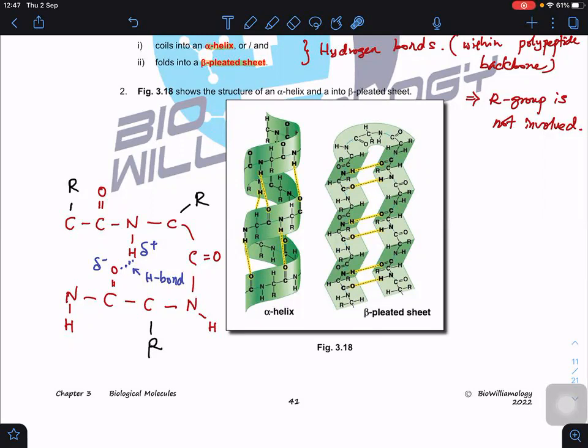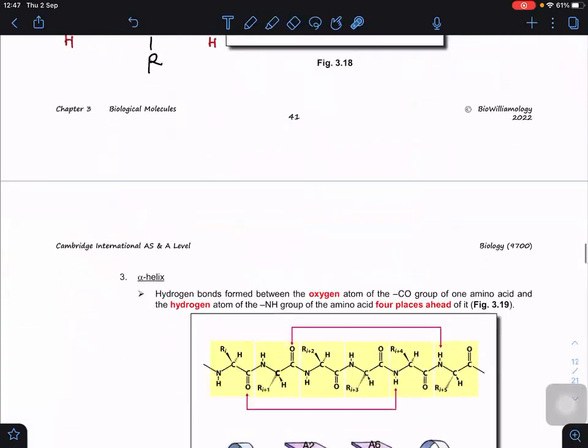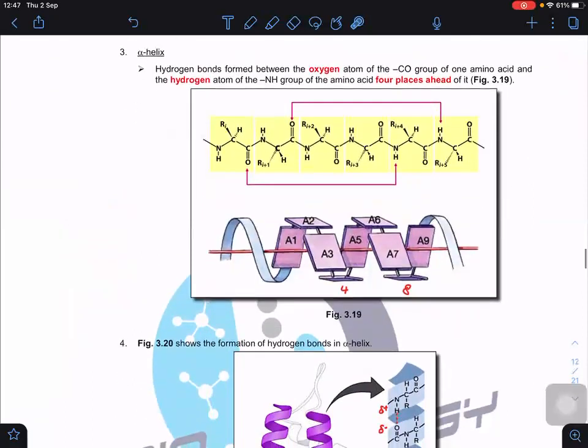Okay, so now we zoom into more precise detail, particularly the alpha helix. You look at the alpha helix, how this alpha helix is actually formed. In the alpha helix, this hydrogen bond is formed between the oxygen atom of the C double bond O group of one amino acid, and the hydrogen atom of the NH group of the amino acid 4 places ahead of it. So if this is amino acid number 1, then a hydrogen bond will be formed between amino acid number 1 and amino acid number 5. Number 1, so 4 amino acids ahead, 1, 2, 3, 4. Then number 2 with number 6. Number 3 with number 7.